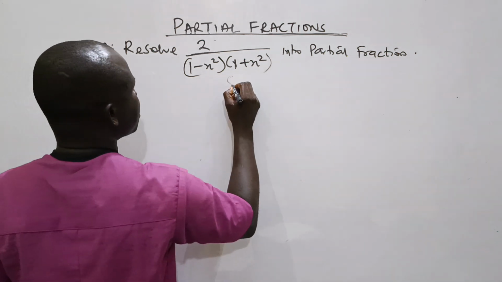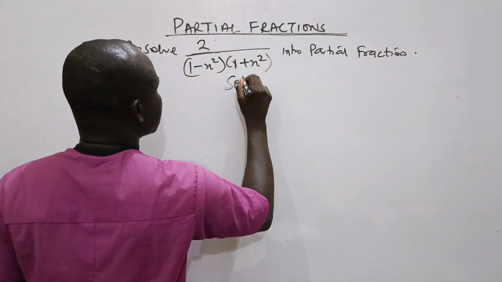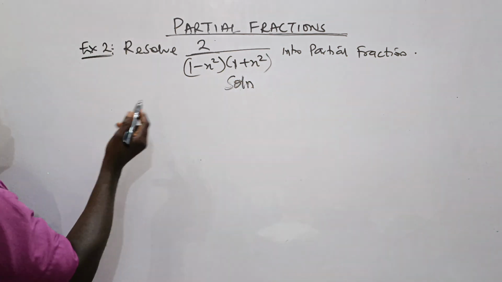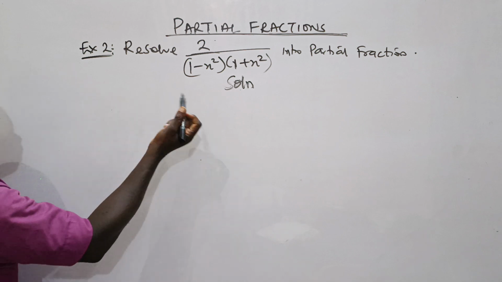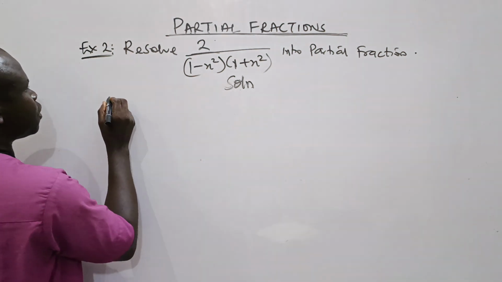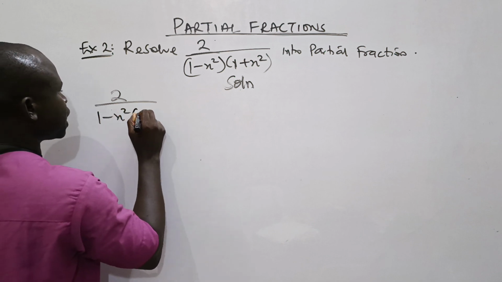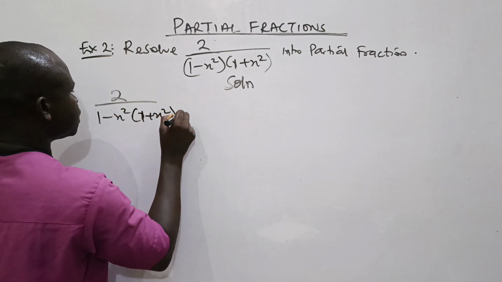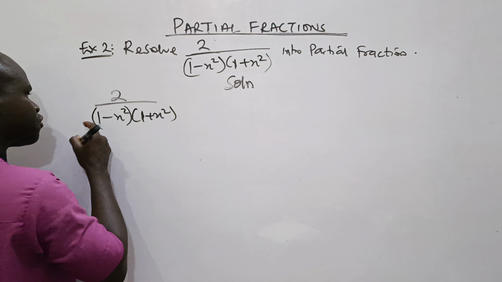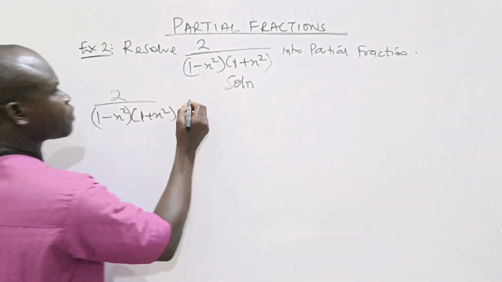Today, we have another example under partial fraction that involves non-linear factors at the denominator. Like this is what we have. We have 2 all over 1 minus x squared into bracket 1 plus x squared. Of course, 1 minus x squared can be factorized, but 1 plus x squared cannot be factorized.